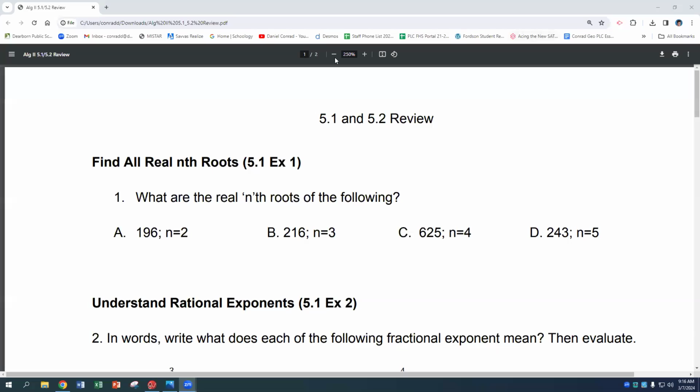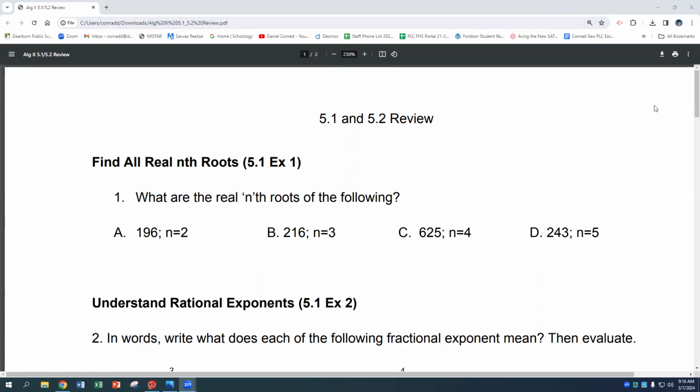All right, this is the 5-1 and 5-2 review. The first question is asking about finding all the real nth roots. So what are the nth roots of the following? We're looking for the second root of 196.